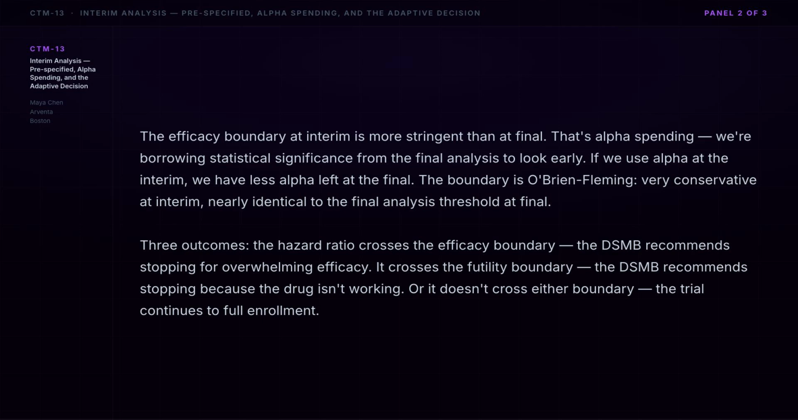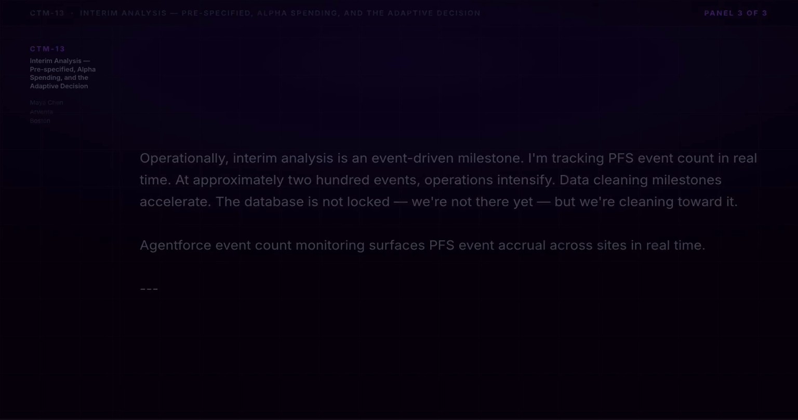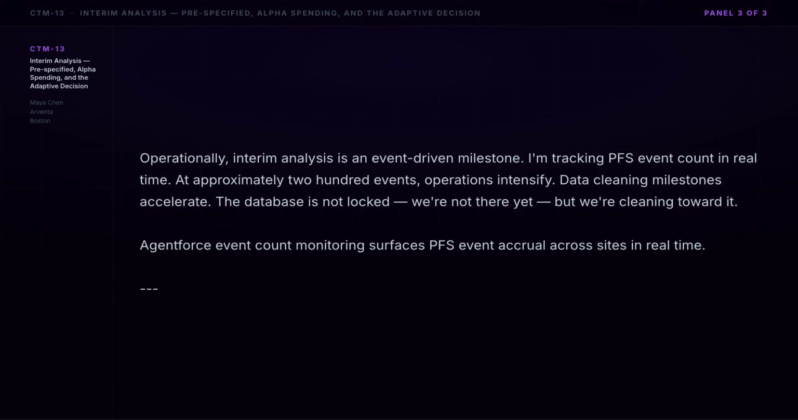Three outcomes. The hazard ratio crosses the efficacy boundary. The DSMB recommends stopping for overwhelming efficacy. It crosses the futility boundary. The DSMB recommends stopping because the drug isn't working. Or it doesn't cross either boundary. The trial continues to full enrollment.